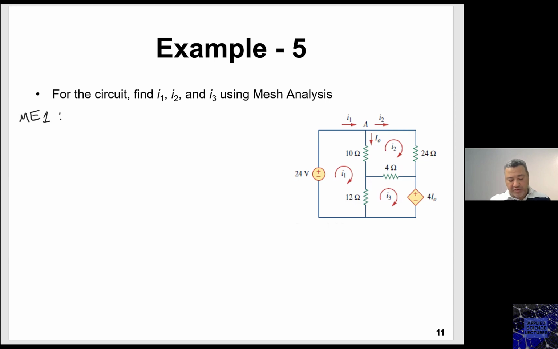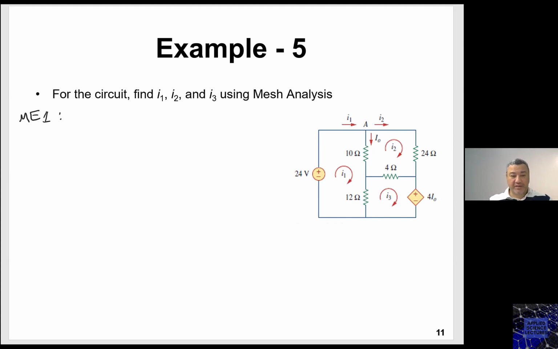So mesh equation number one. Who wants to write the mesh equation number one? And again, don't mix between the currents for specific branches and the mesh current variables. I'll try again, sir.